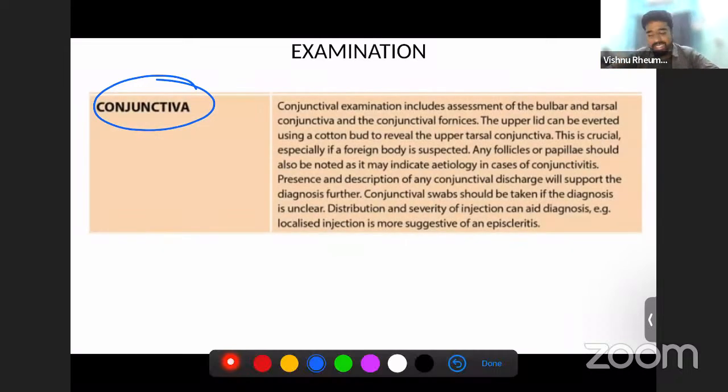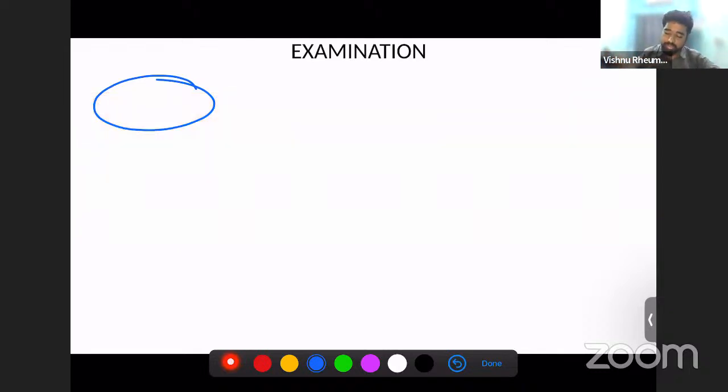Then you should look at the conjunctiva. Conjunctiva also, I told you about. Depending on the depth of the redness, basically whether it is superficial or deep, and also the location of the redness, you can zero in on some differentials.